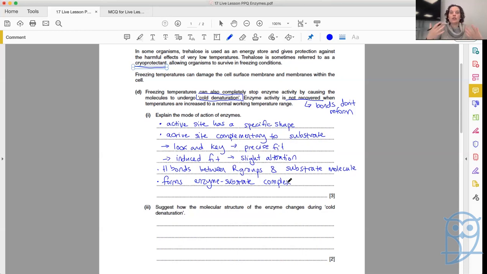What is the point of doing that? How do we now actually do the job of catalyzing this reaction? What we're doing is we are lowering the activation energy. So activation energy is reduced. And if you look at this, we've got 1, 2, 3, 4, 5 solid bullet points and 2 subpoints, and it's only 3 marks. So we've definitely covered our bases in terms of a thorough understanding of the mode of action of enzymes.